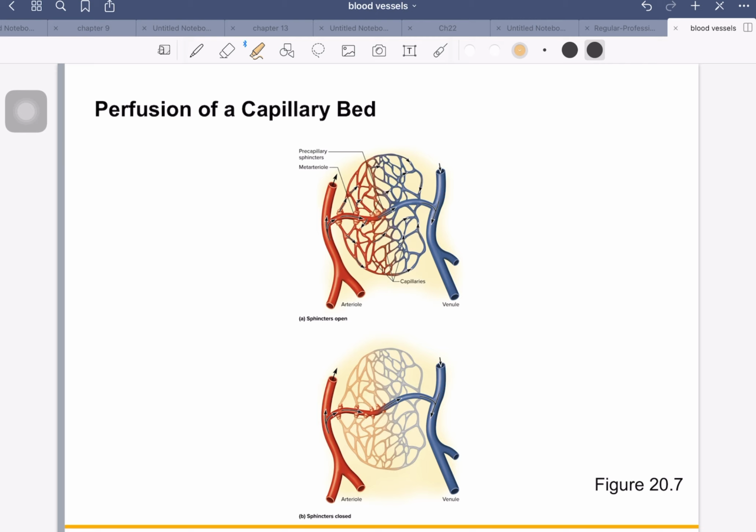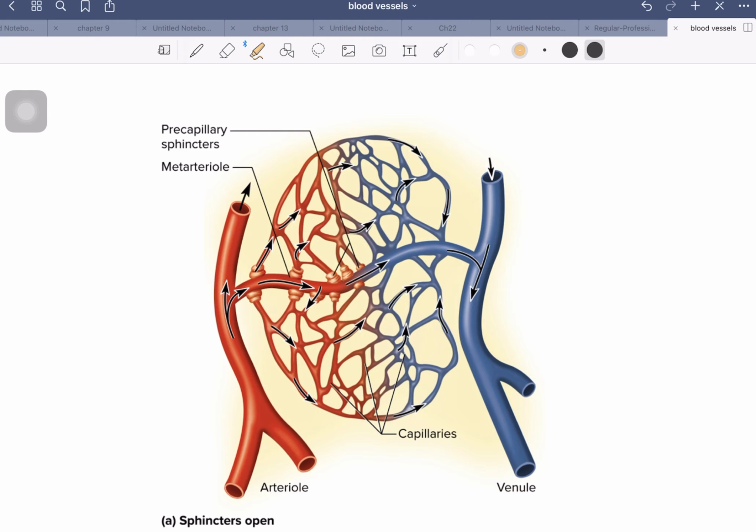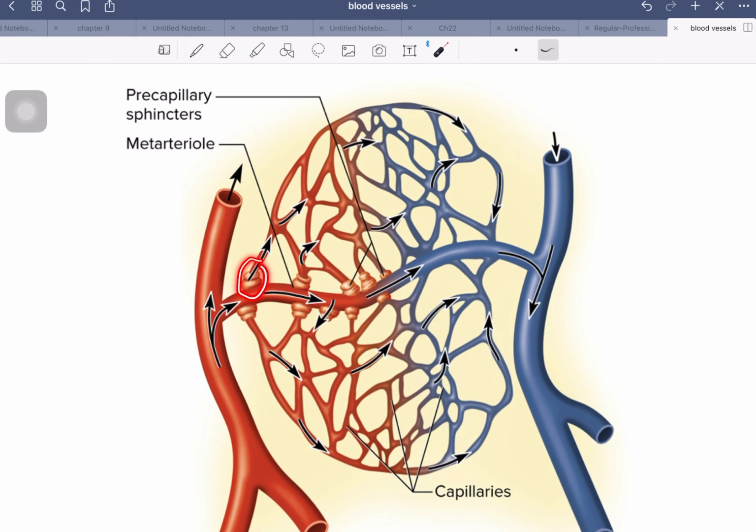And here we can see what they're trying to illustrate with this diagram. Here, of course, we have blood flowing in an arteriole, and here is the metarteriole running through the capillary bed, and we can see that we have these little sphincters right here, and of course when they're open it allows perfusion through the capillary bed and for the blood to be collected at the other end.